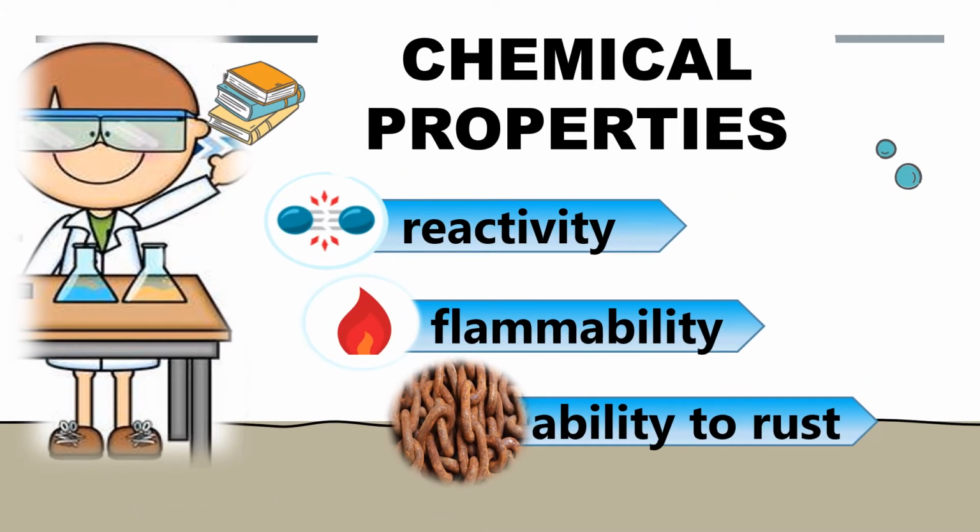Chemical properties can only be established by changing a substance's chemical identity and are different from physical properties, which can be observed by viewing or touching a sample. Scientists use chemical properties to predict whether a sample will participate in a chemical reaction. Chemical properties can be used to classify compounds and find applications for them. So these are the chemical properties that we are going to talk about: reactivity, flammability, and ability to rust.